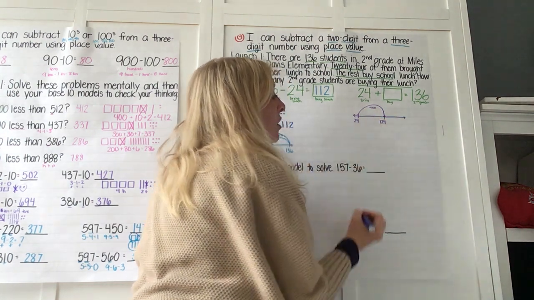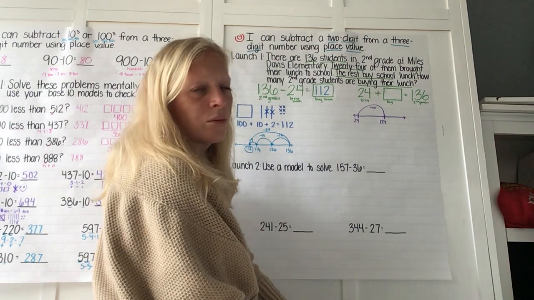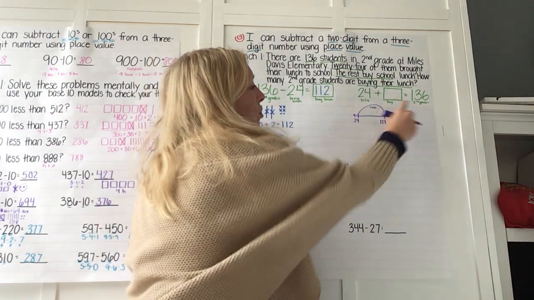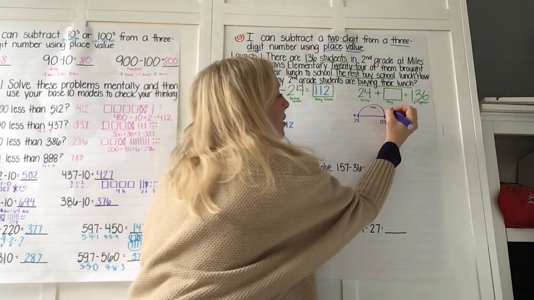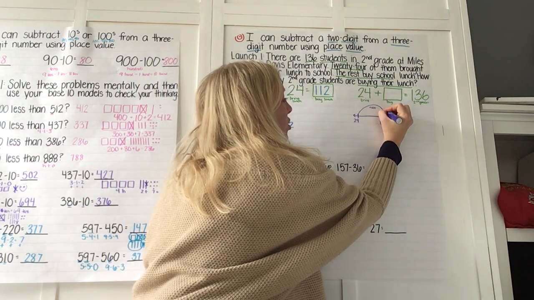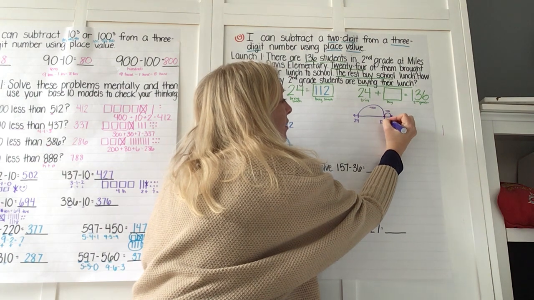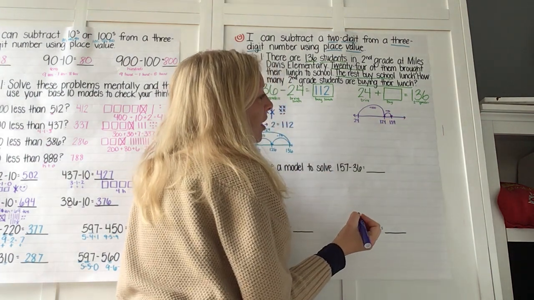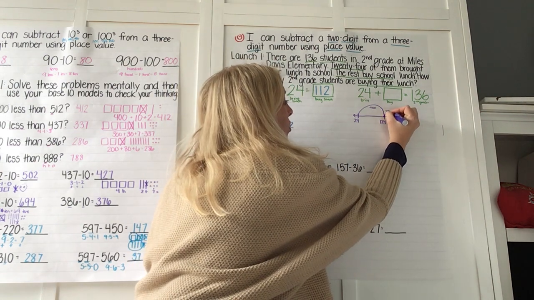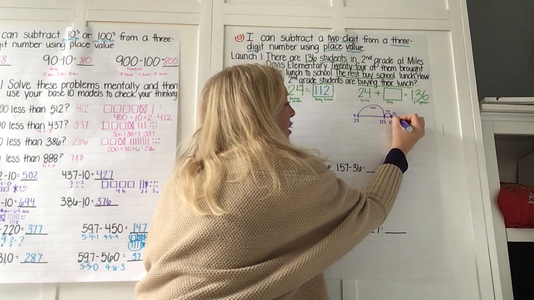And what number are you trying to get to? The total number of second graders. Gotcha. So what are you going to do next? Why just the jump of 10? Because it gets you to 134. All right. And then you need to do 2 more to get to 136.